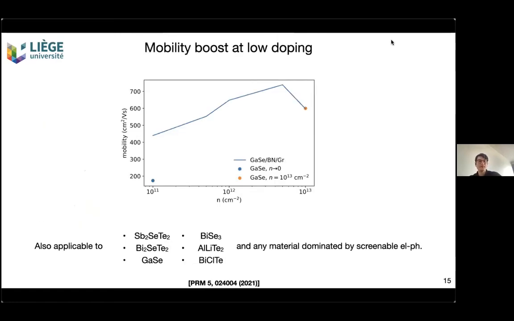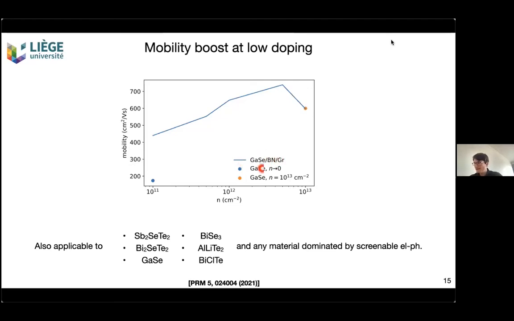Okay, so this is the final result. This is the mobility as a function of doping in our gallium selenide boron nitride graphene heterostructure. The two dots are reminders of what you get in isolated gallium selenide, either highly doped or neutral limit. And we said that the difference here is due to the loss of free carrier screening that you get when you decrease the doping.